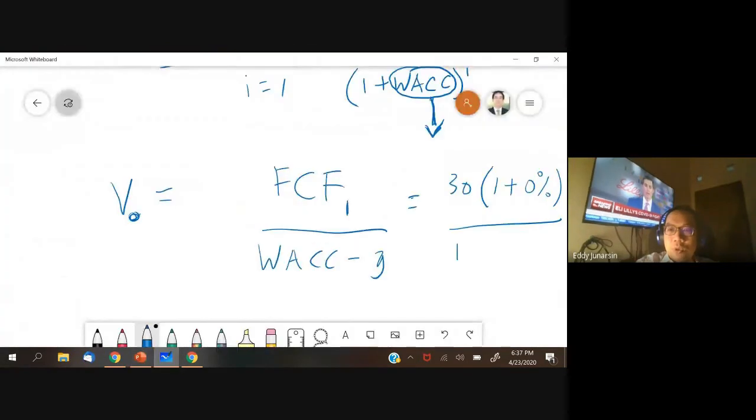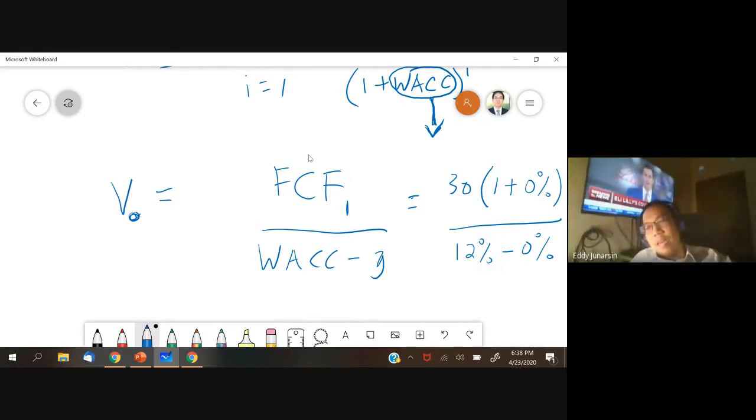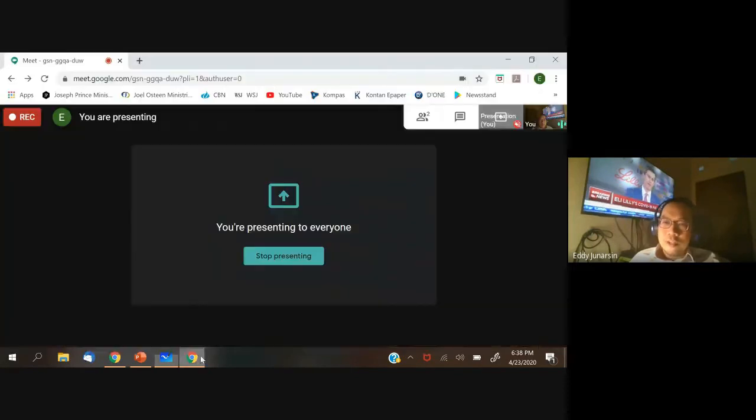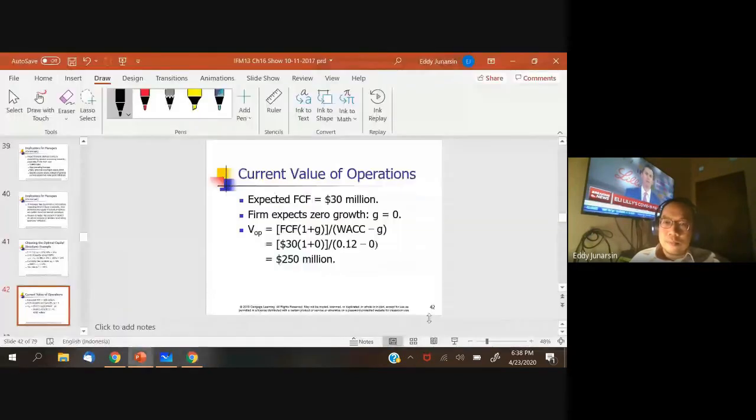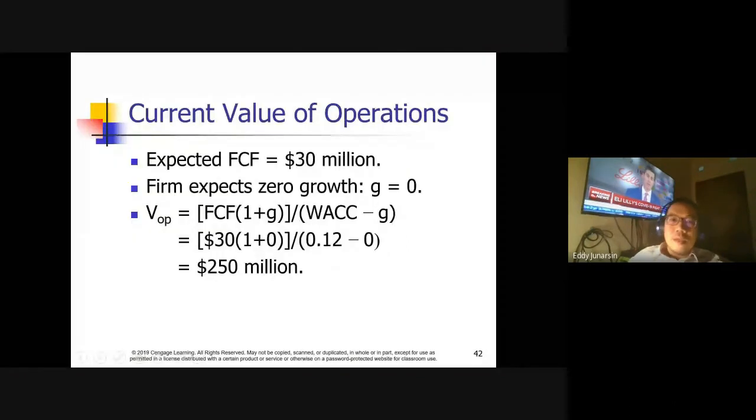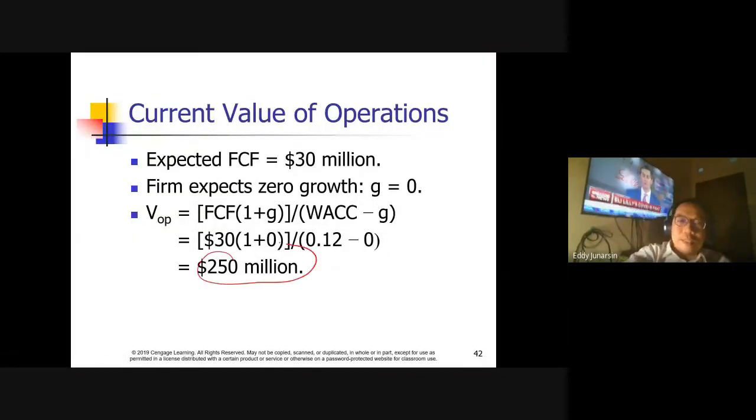12%. We saw it in our previous slide, minus the constant growth forever. Okay, so again, this is a simplified example, just to prove a point. So 30 million growing by 0%, and the constant growth forever is 0%, right? Divided by the cost of capital, 12%, minus the constant growth forever. Okay, we get 250 million.